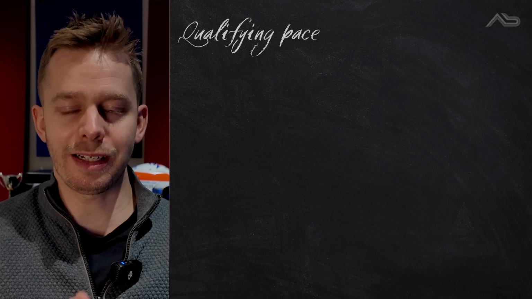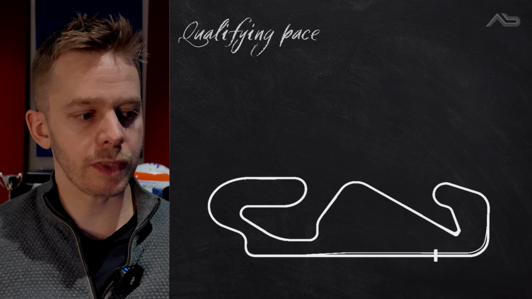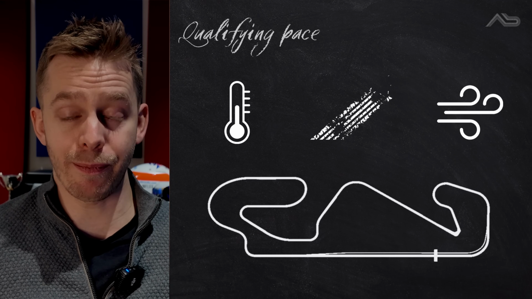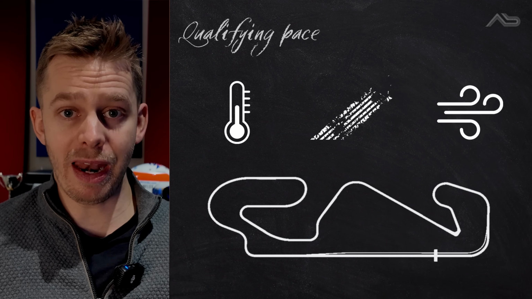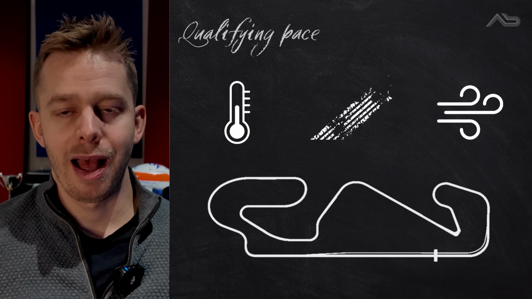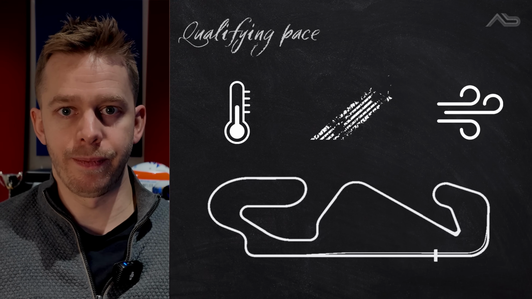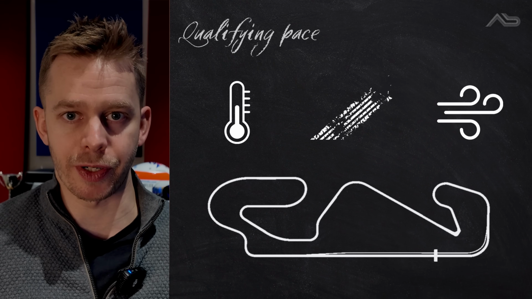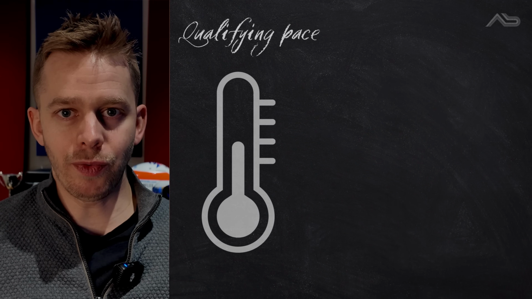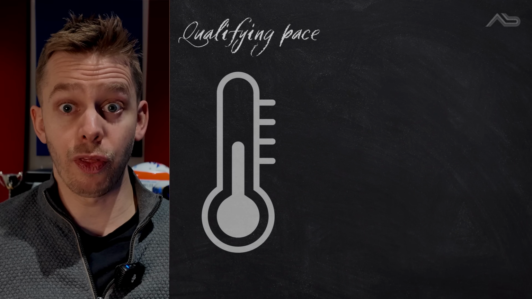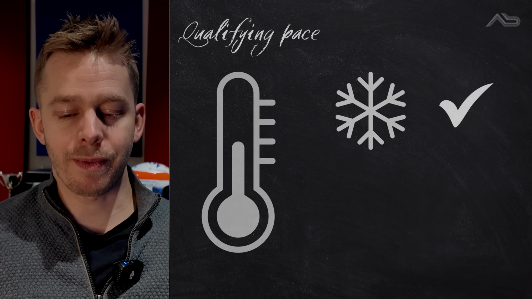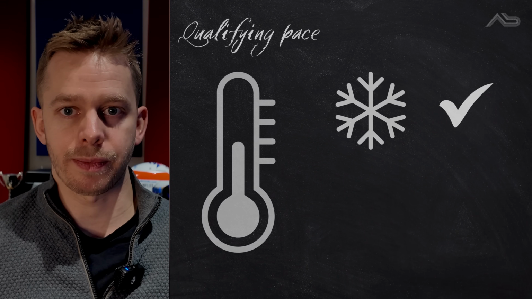So firstly, let's look at the circuit factors. The circuit factors can come down to mainly temperature, the development of the track surface, and also the wind direction. So let's look at those one by one. Firstly, the temperature. In general, race cars go slower the hotter it is, and quicker the cooler it is. And that's mainly because of three things.